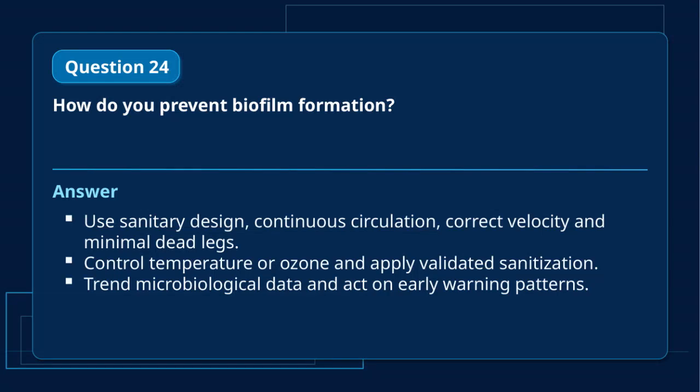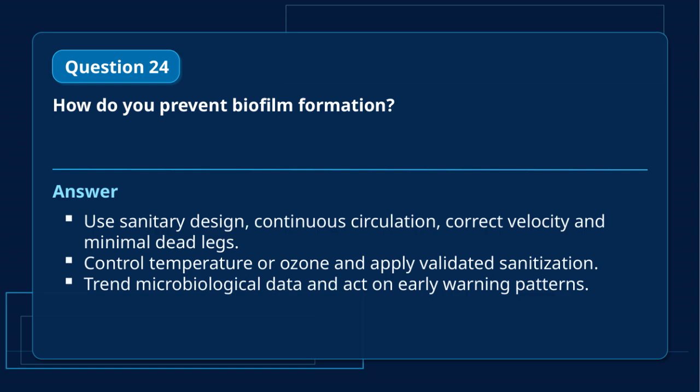When it comes to preventing biofilm formation, there are several key strategies we need to focus on. First, using sanitary design principles is crucial. This means ensuring that equipment and surfaces are designed to avoid areas where biofilm could easily develop, such as sharp corners or crevices that are hard to clean. Continuous circulation of fluids also helps, as it prevents stagnation where bacteria might settle and form biofilms.